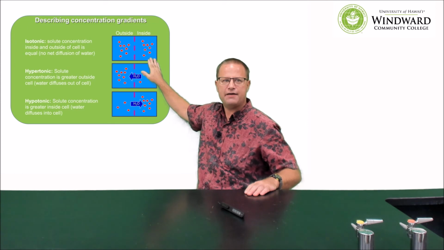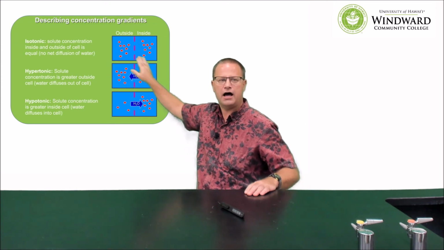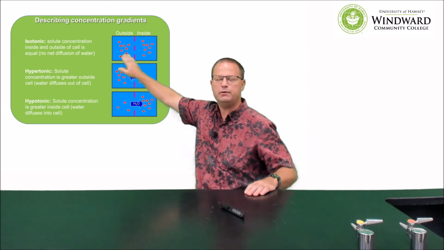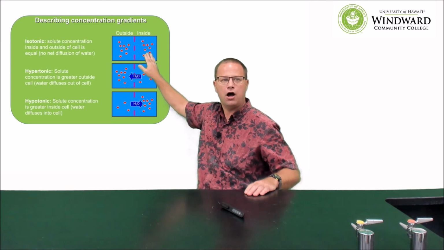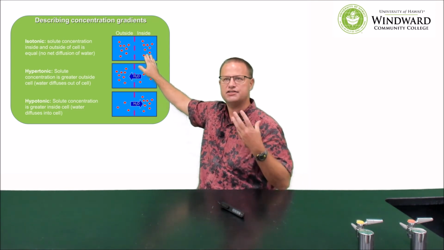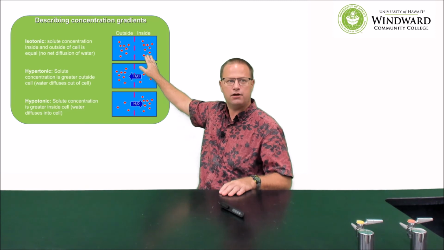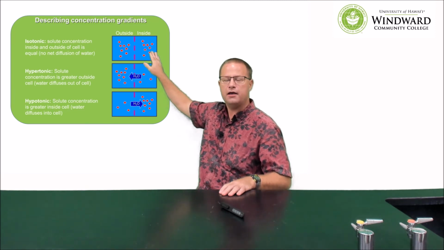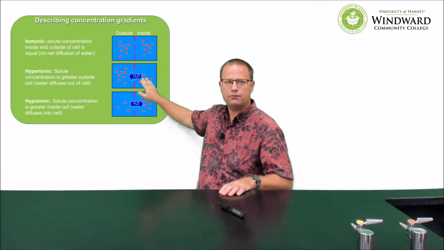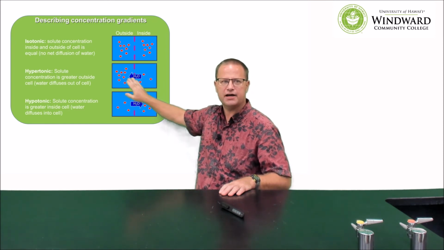In this case, we have equal solute concentrations on either side of the cell membrane. And so we would say that these two solutions here are isotonic. They have the same solute concentration. As a result, water will move from left to right, but it will move from right to left with the same speed. On the other hand, what we have here is something called a hypertonic solution.